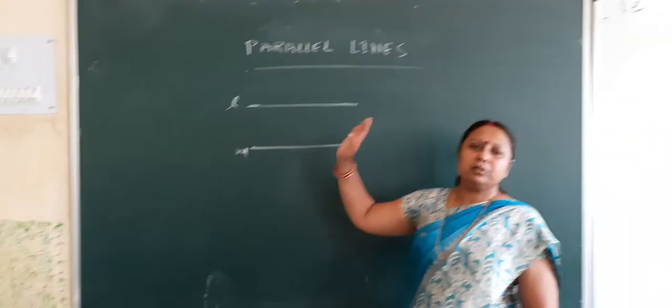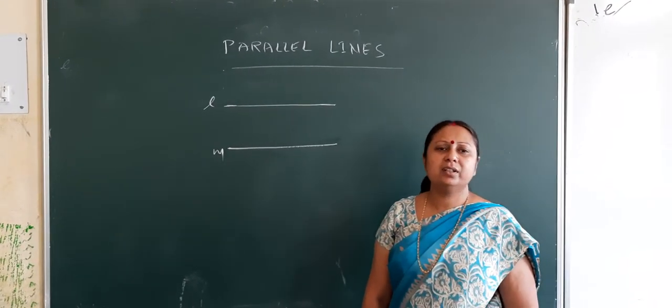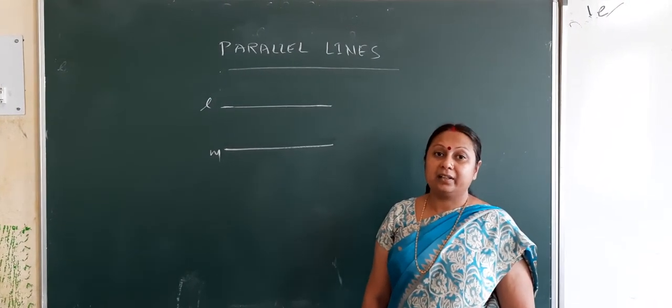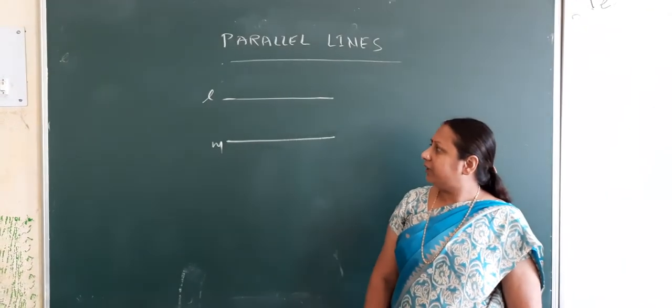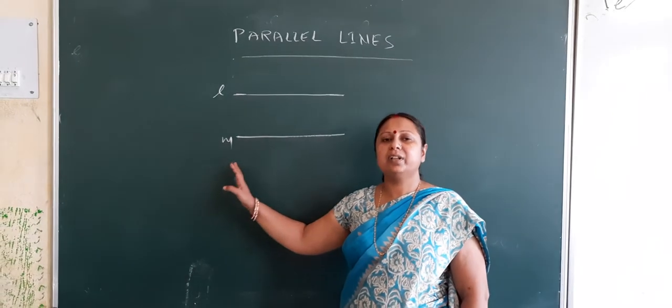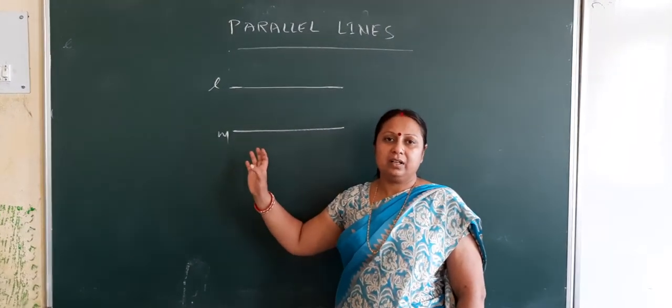Today we will learn about parallel lines. So, parallel lines. Have you seen a railway track? A railway track is the best example of parallel lines. We can define parallel lines as lines where the distance between the two lines is constant.